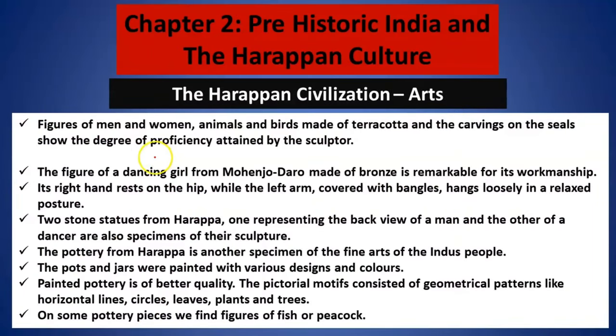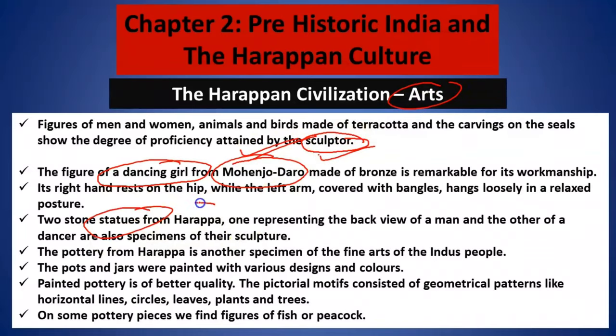All right. Apart from that, if I talk about their arts, okay. So one bronze dancing girl has been found from Mohenjo-daro. So that means they were very, very good in art and culture. They were very, very good in sculpture making. All right. Two stone statues have been found from Harappa. All right. Pottery is another example of fine arts. All right. Many jars have been found. Many pots have been found.